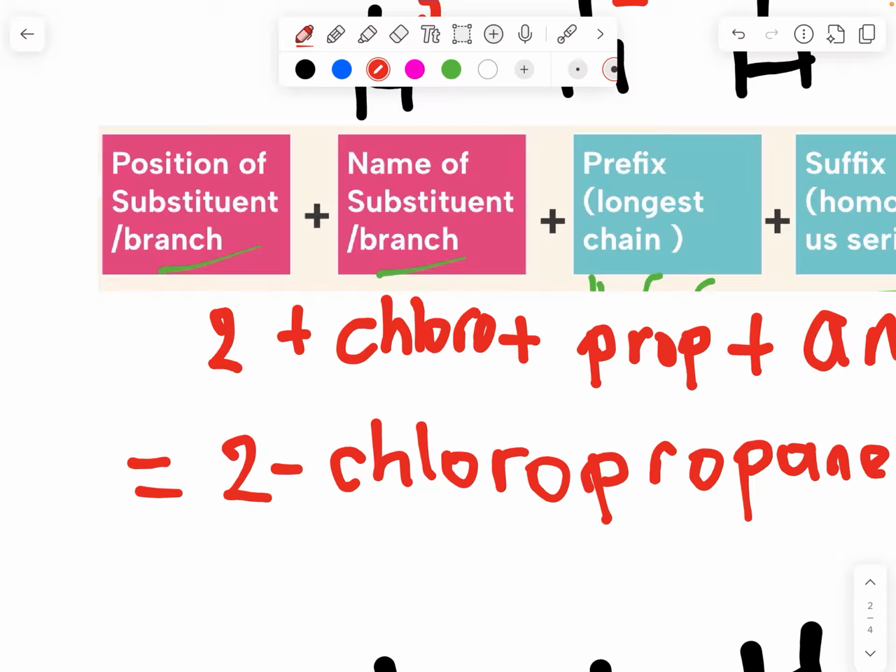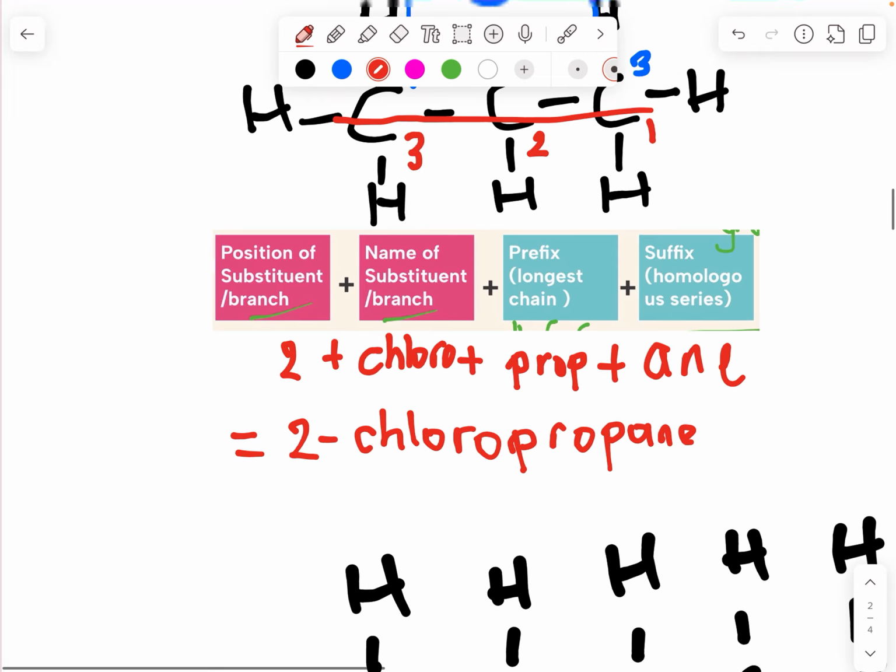That's the name of it. It looks long, but once you understand what is going on, it will seem very simple. So that's 2-chloropropane.